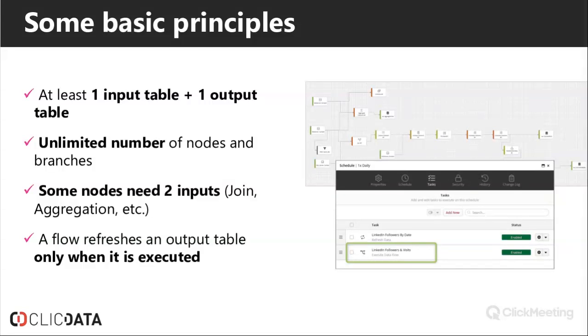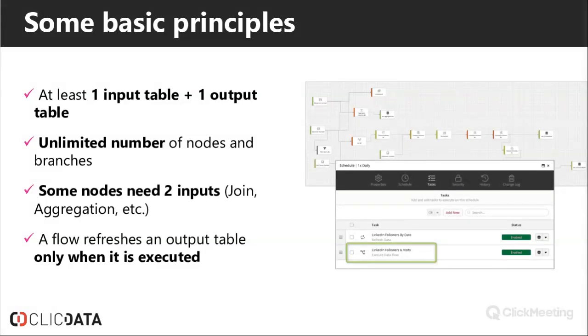And then you can also have an unlimited number of nodes and branches. What I mean by branches is that, for example, you can have a node which does cleaning, and from there you have two branches that go away, and they might finish in two different output tables. And you can also have parallel branches that do not interact at all with each other. Everything is possible in the data flow. And then you have some nodes that need two inputs. We'll see a few examples. So for example, when you do a join or an aggregation between different tables, of course, you need two inputs because you have two data tables coming together in one place.